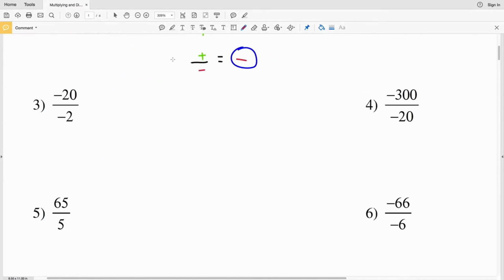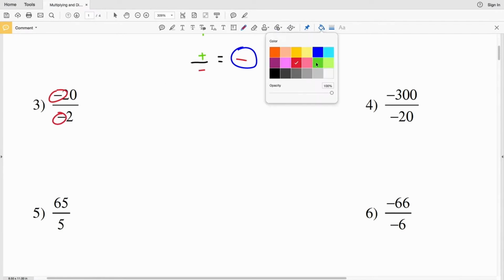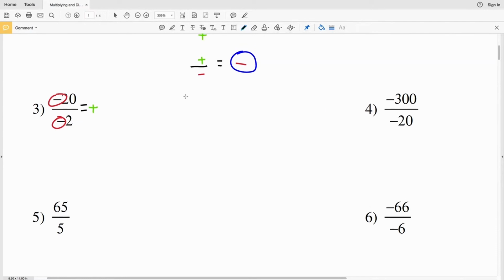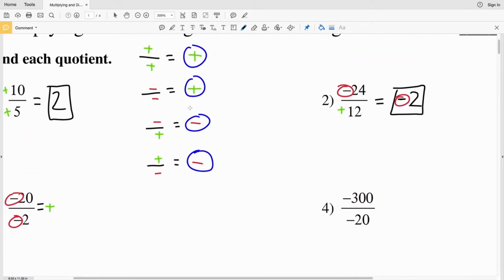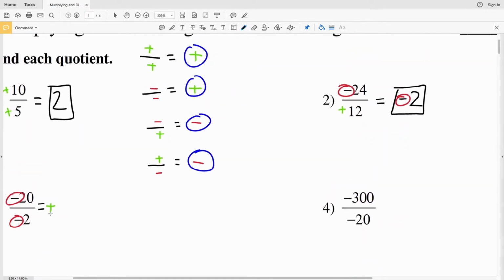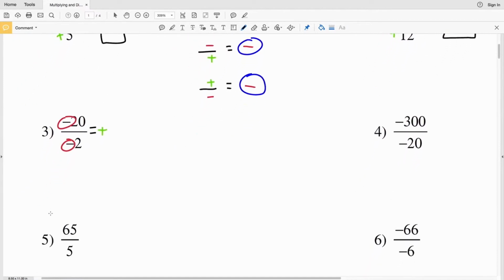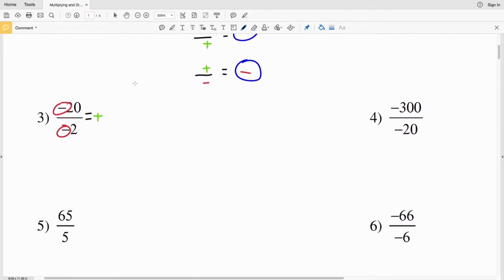For number 3, we have a negative divided by a negative. That is going to result in a positive. That was the second option we went over. So negative 20 divided by negative 2 is going to be a positive. 20 divided by 2 is 10. So negative 20 divided by negative 2 is a positive 10.